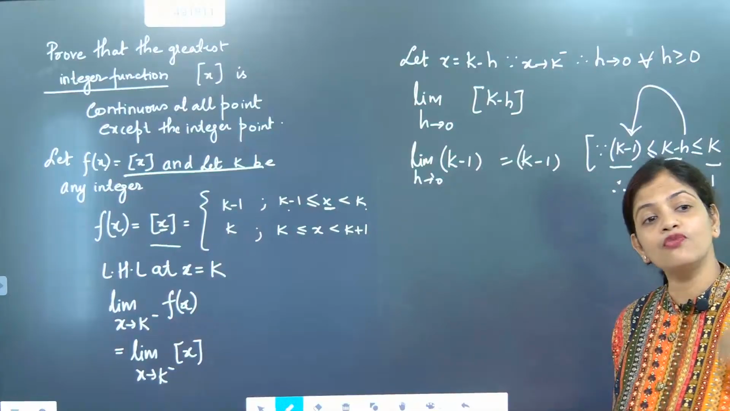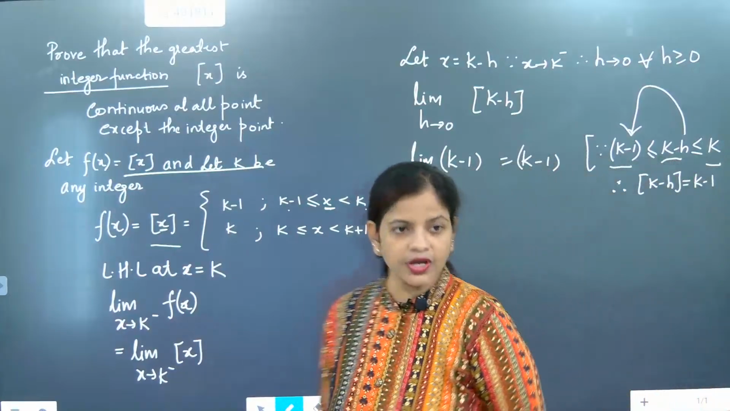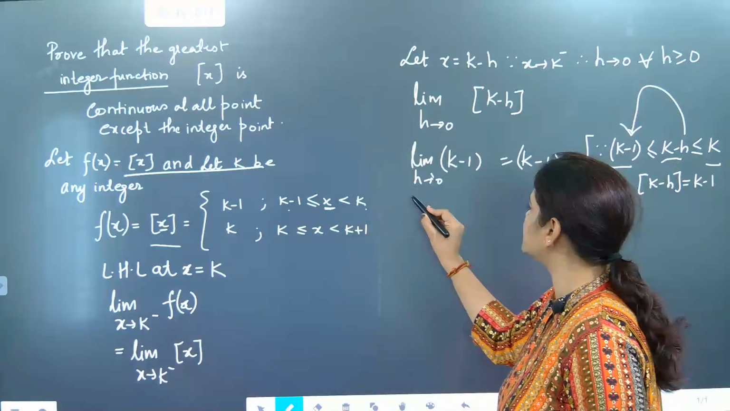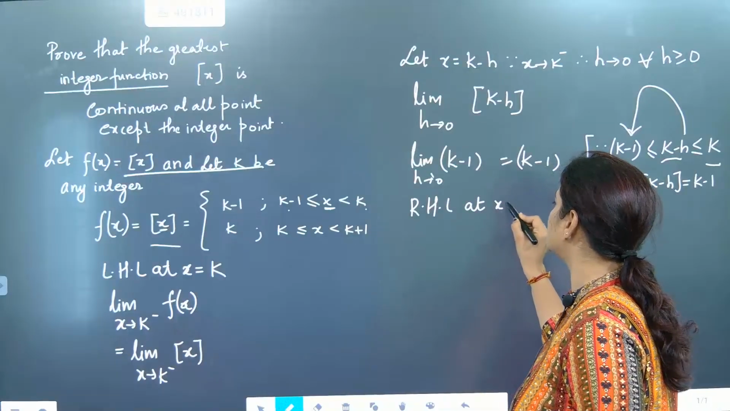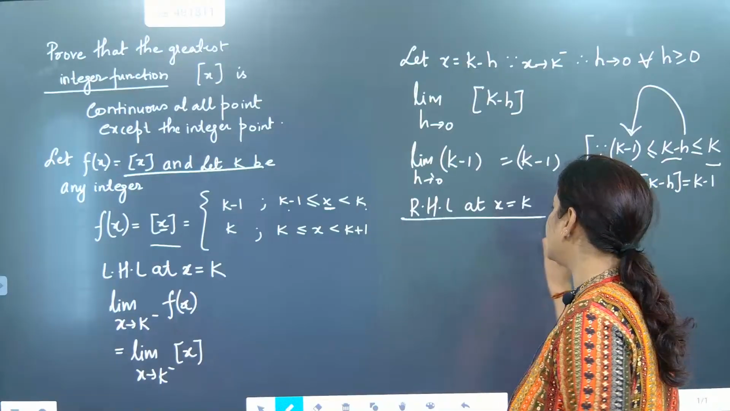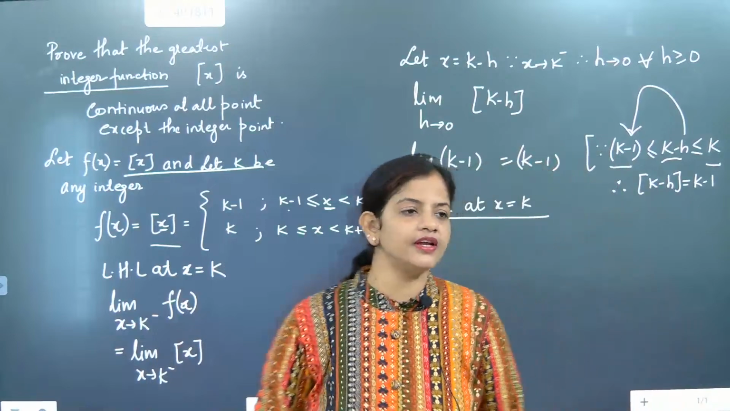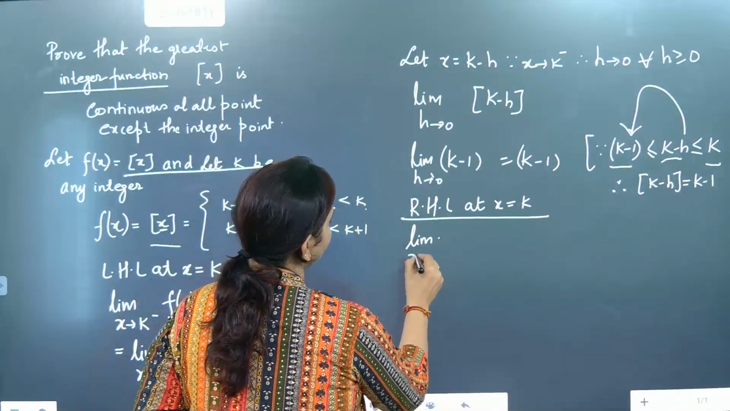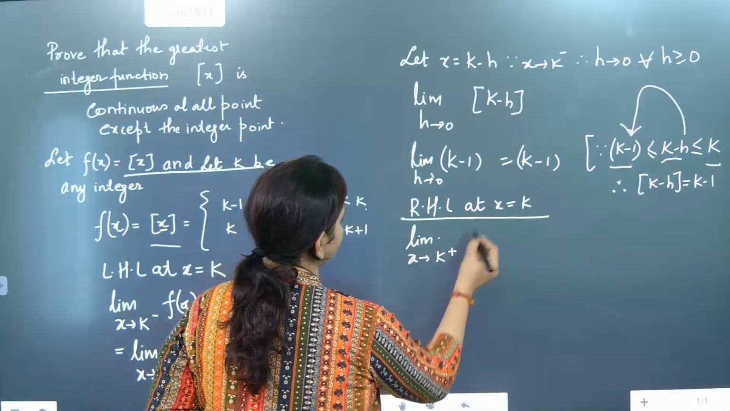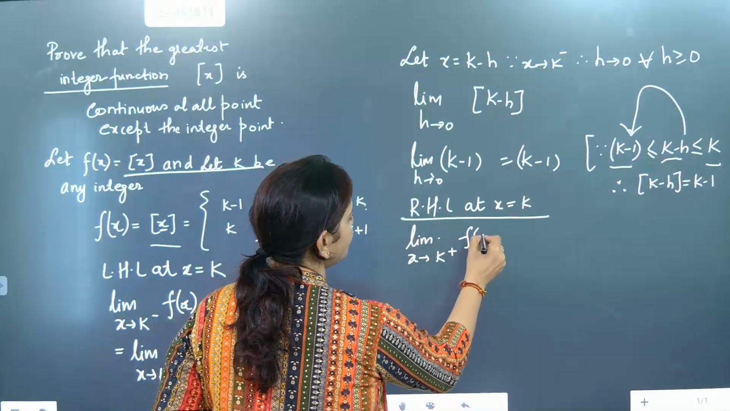Now we will go for the RHL. For RHL, what is the technique? RHL at x equal to k. So for RHL at x equal to k, what are you going to write? Very good. You will write limit x tends to k plus of f(x).